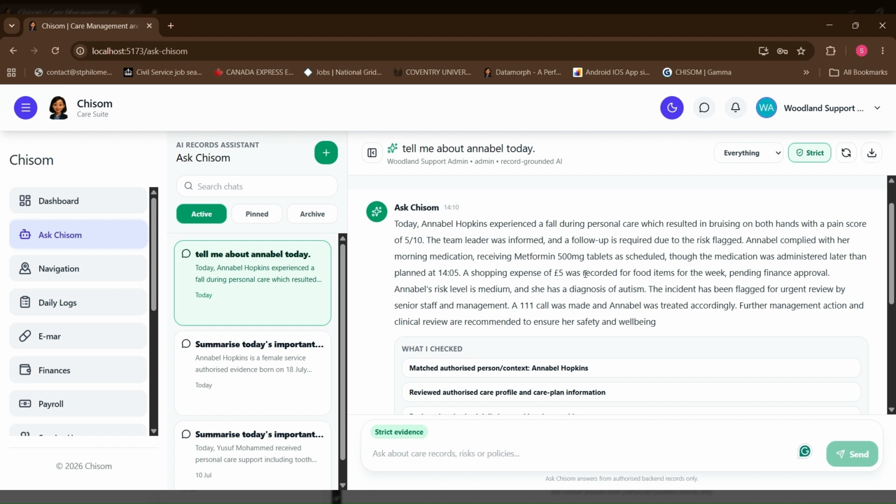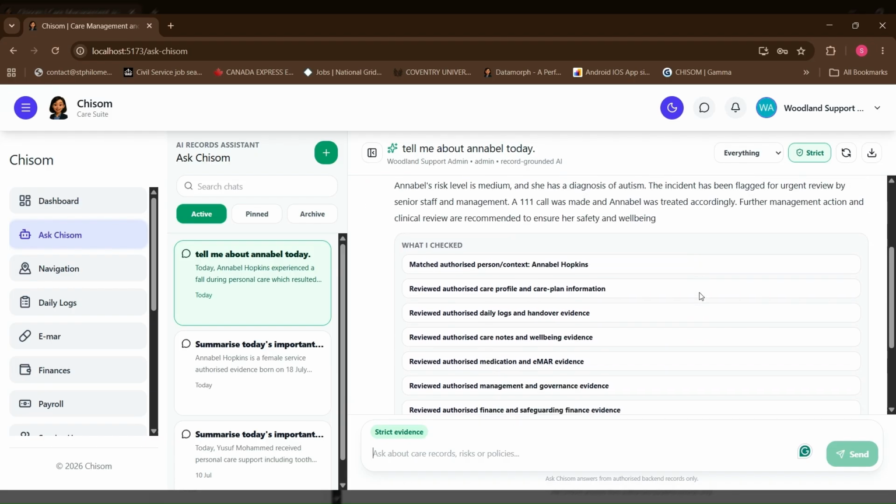A shopping expense of £5 was recorded for food items for the week, pending financial approval. So it hasn't been approved by management. Annabelle's risk level is medium and she's diagnosed with autism. The incident has been flagged for urgent review by senior staff and management. If you notice, that fall was flagged. So that was why the AI knows that it was flagged. A 111 call was made and Annabelle was treated accordingly. That was the management's response, if you remember. Then further management action and clinical review are recommended to ensure her safety and well-being. So this is just a suggestion from the AI.